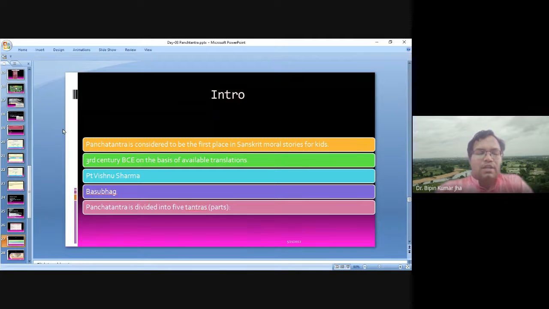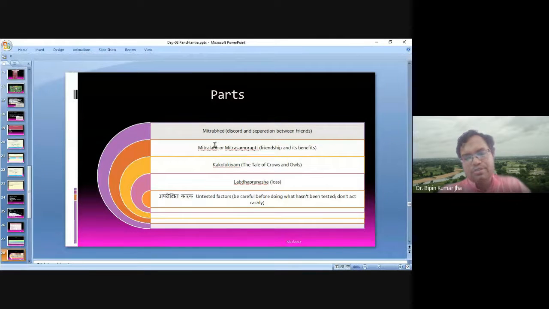This text is divided into different parts, called Mitra Bhed, Mitra Labh, Kakolukiyam, Labdhapranas, and Aparikshit Karak. So when we start education in the traditional way, specifically in India, we are supposed to study this text, Mitra Labh. It is called Hitopadesh.